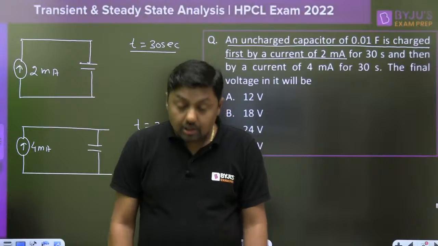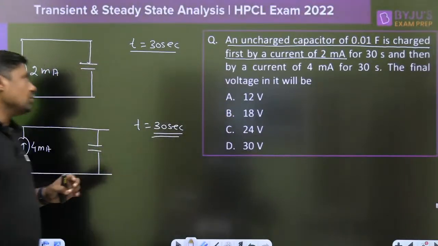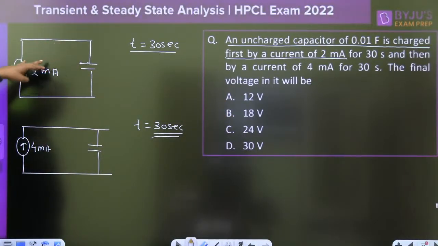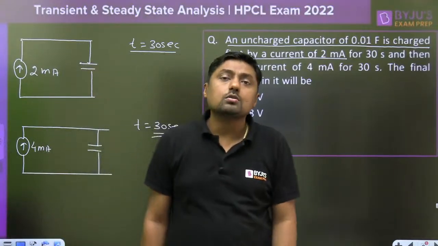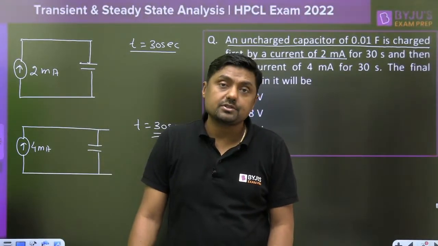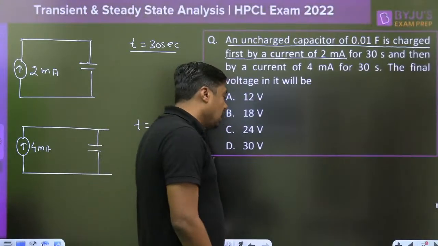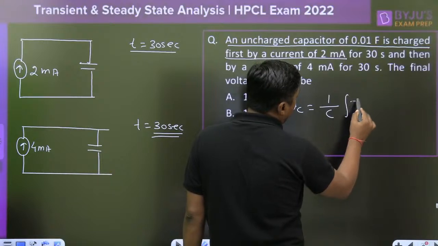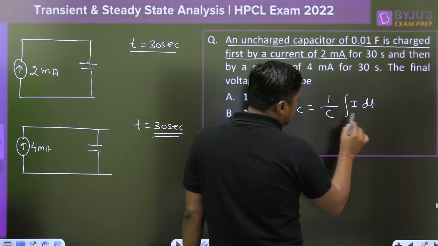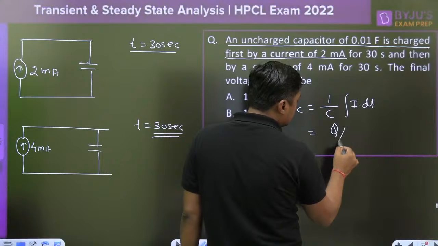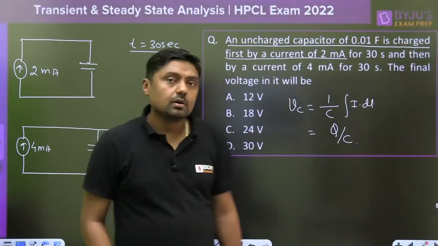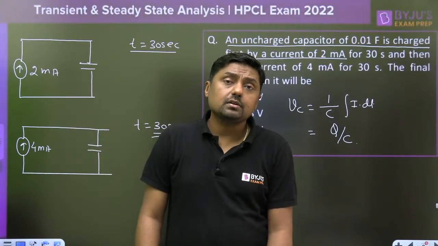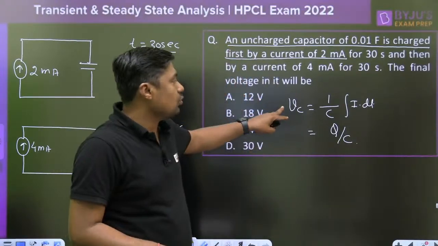Very simple. Capacitor does not allow sudden change of voltage. So in first case, because there is no resistor and we are connecting the current directly, always remember when we are giving the constant current, there will be the linear charging of the capacitor. Means Vc is equal to 1 by C integral of I dt. And this I dt is nothing but Q. Q by C. Since the current is constant, there will be the linear charging of the capacitor. This voltage will increase linearly.